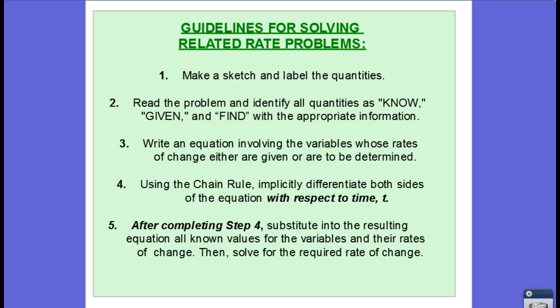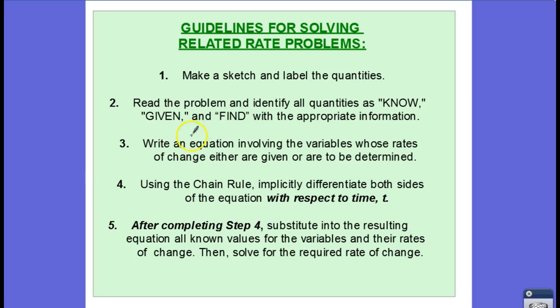Lastly, before we get started looking at some examples, here are some guidelines for solving the related rate problems. This is just a standard set of steps that you can go through to turn a word problem into a calculus problem that you can solve. The first thing is make a sketch and label the quantities. Step 2, read the problem and identify all of the quantities as know, given, and find.